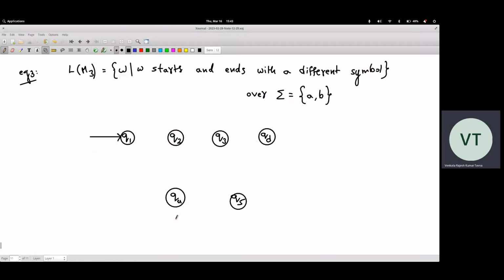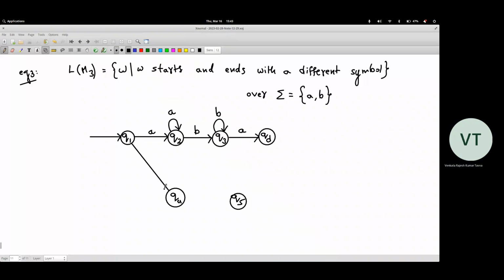So if Q1 gets A, it goes to Q2. If it gets A again, it remains on the same Q2. Then if Q2 gets B, it goes to Q3. Then a loop on Q3 if it gets B. If it gets A, it goes to a dead state. Then from Q1 only, if it gets B, it goes to Q4. And a B loop if it gets B. Then if it gets A there, it will go to Q5. And a loop on Q5 to get A. And then Q5 will go to Q dead if it gets B.